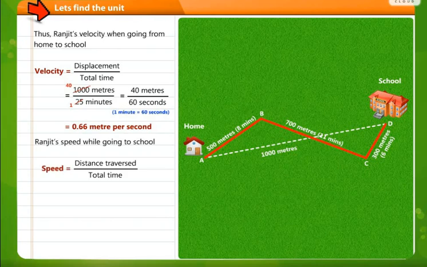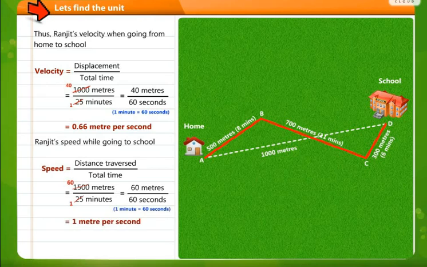Ranjit's speed while going to school is distance traversed upon total time, which will be equal to 1500 meters upon 25 minutes, which is equal to 60 meters upon 60 seconds, and the speed is 1 meter per second. Now you can see why velocity and speed are different. It is because the velocity formula uses displacement and the speed formula uses distance.